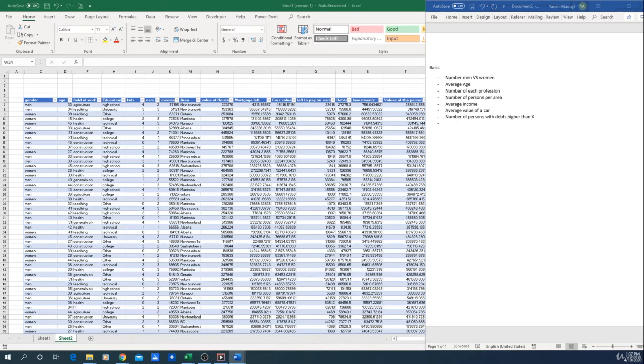Last thing will be the number of persons that have more than a certain amount left on their mortgage. So once again, we will decide the amount, and the number of persons will change. For example, we are looking for people that have more than $200,000 left on their mortgage. So those people will be counted in our calculation.